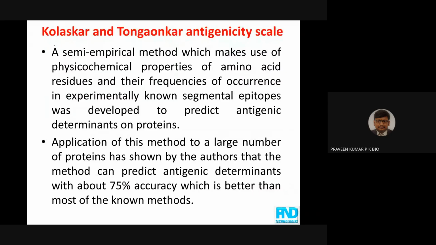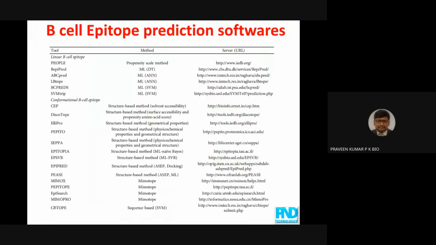Kolaskar and Tongaonkar antigenicity scale. Based on antigenic properties, whatever protein peptides we have determined, it tells whether they have antigenic properties or not, that is, whether it's going to give good immunity or not. That can be measured by Kolaskar and Tongaonkar. So for all the 20 amino acids, we have the antigenicity scale.